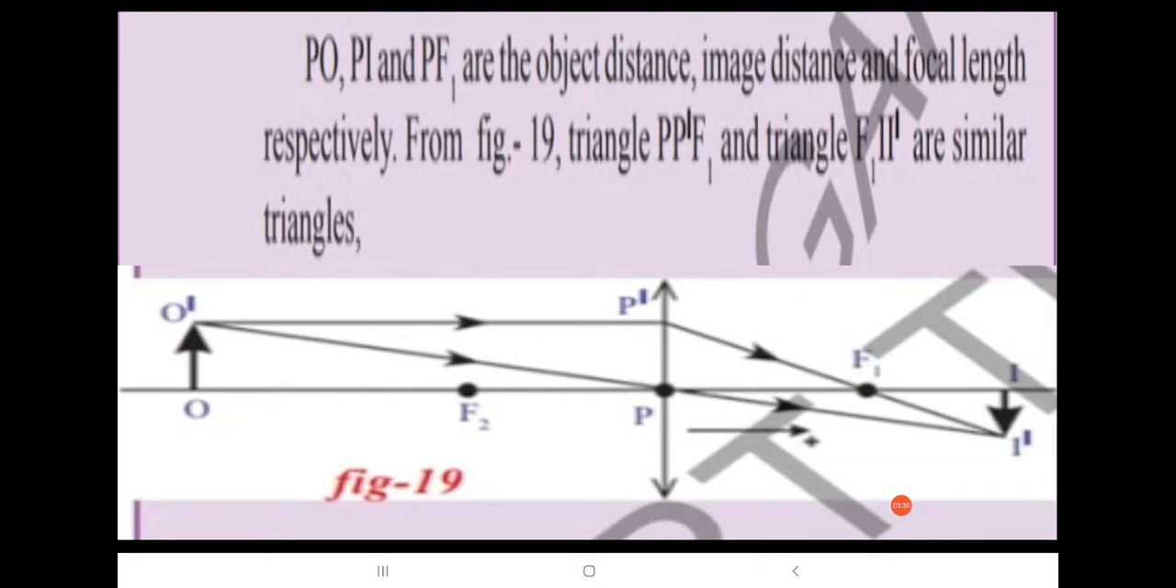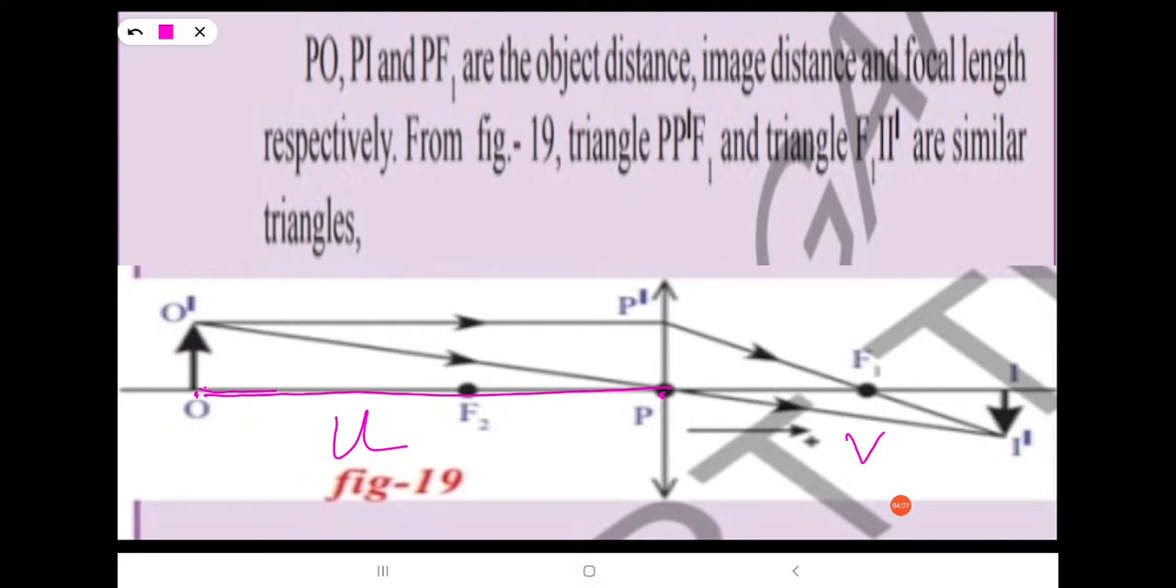Now here we measure every distance from the pole. From P to O, when we measure this distance on the principal axis, it is known as the object distance, and it is represented with a small u. And from the pole to the image, the distance is known as the image distance, and it is represented with v.